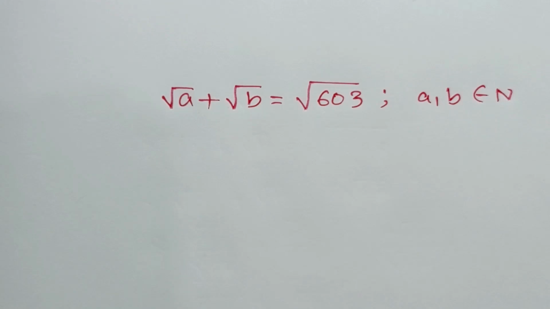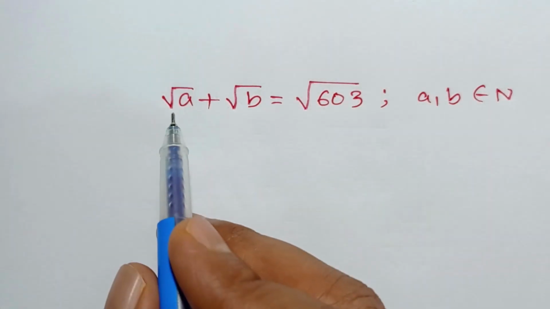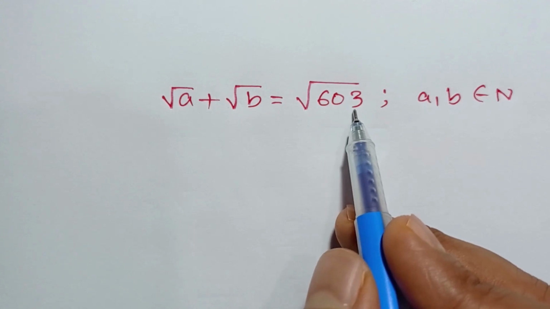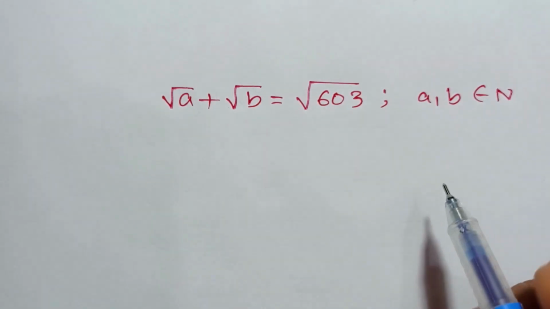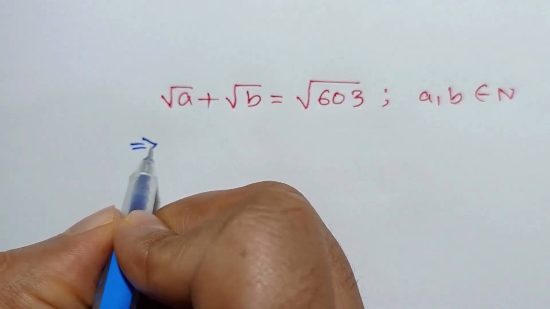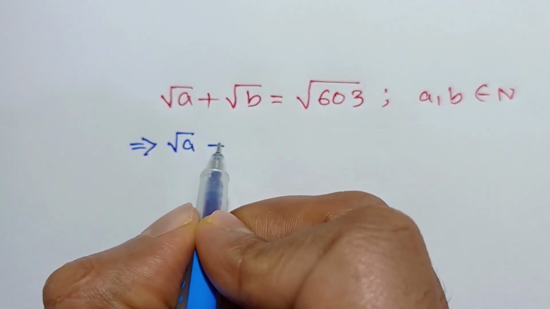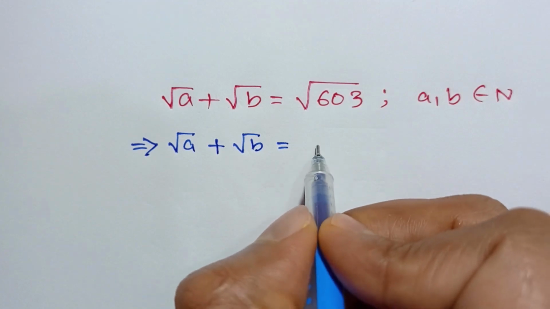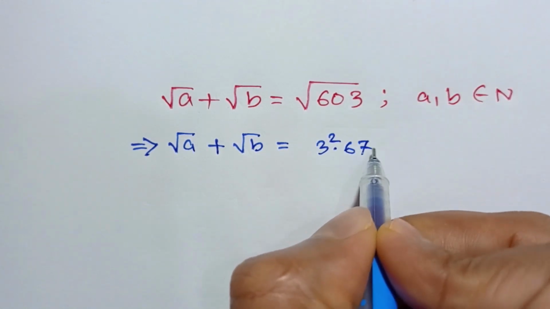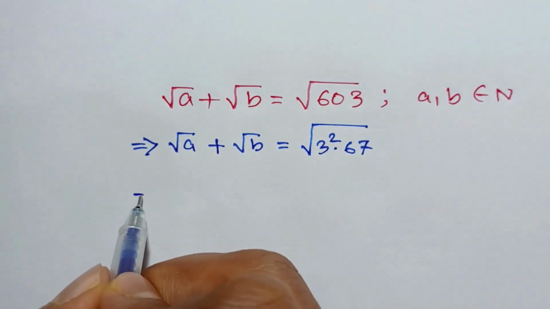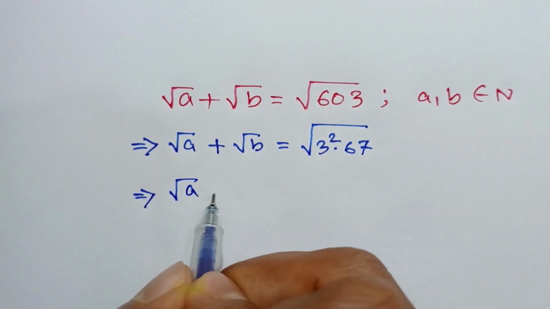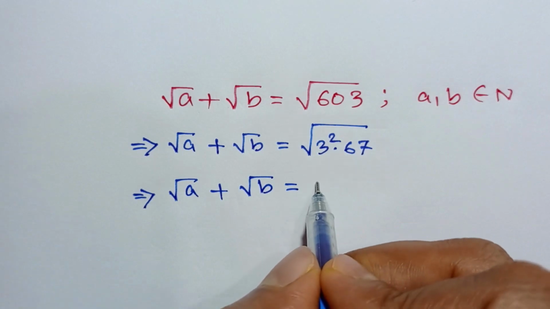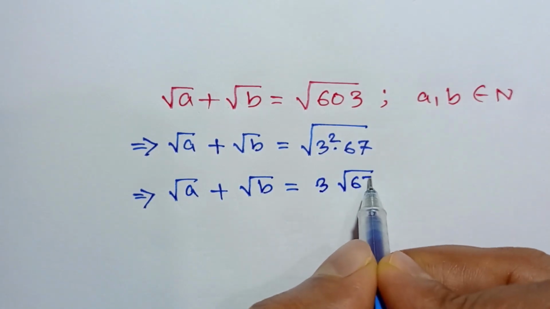Hi everyone, in this video I am going to show how to solve square root of a plus square root of b is equal to square root of 603, where a and b are natural numbers. Square root of 603 can be written as 3 times square root of 67. So square root of a plus square root of b is equal to 3 square root of 67.